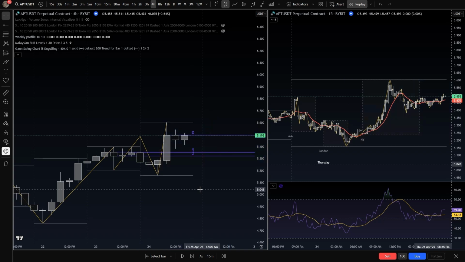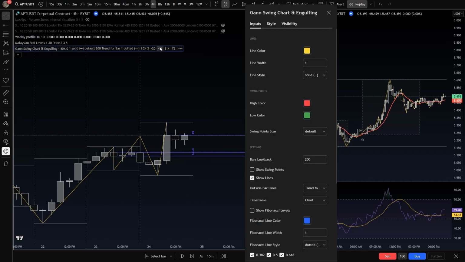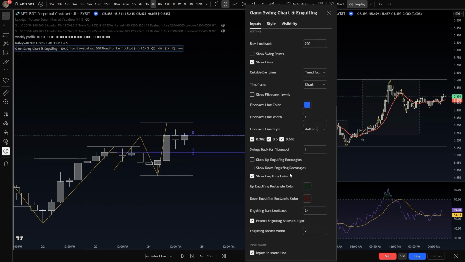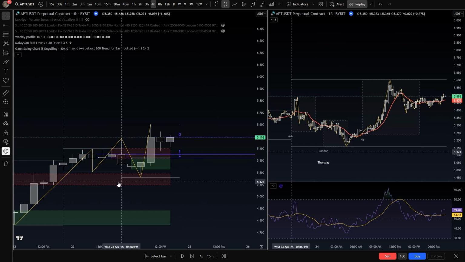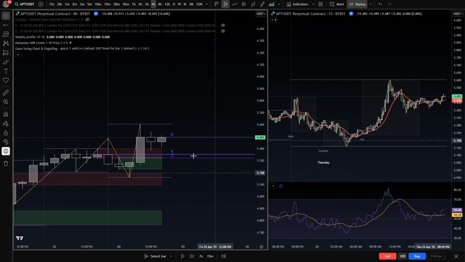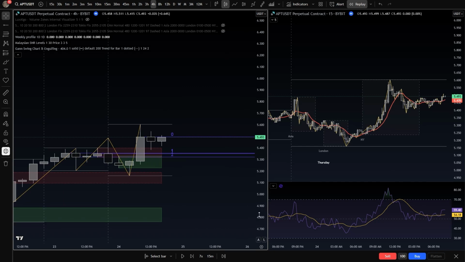To visualize accumulation and distribution areas from which price moved away, I added engulfing areas to the swing chart indicator. I activate both up and down engulfing rectangles. As long as price does not close below these, the zone is valid. I also keep the down engulfing enabled for my long trade because it represents a failed engulfing. I will come up with more information about the engulfing concept in one of my next videos.